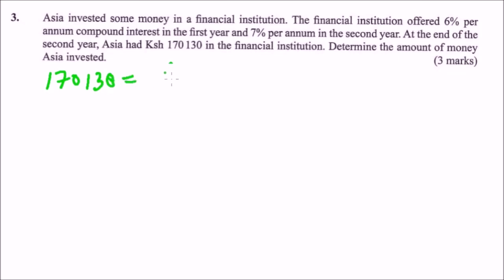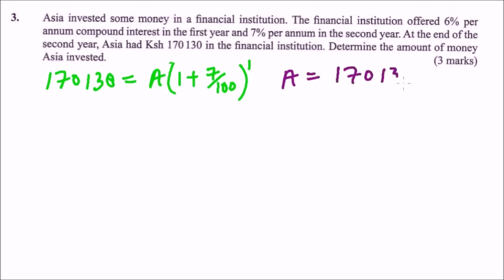So this is equal to the amount he had obtained in the first year multiplied by 1 plus the second year rate, 7% of 100, to power 1. So once we get that, our A is equal to 170,130 divided by 1.07, and this will give you 159,000 using your calculator. So this is the amount he got in the second year.